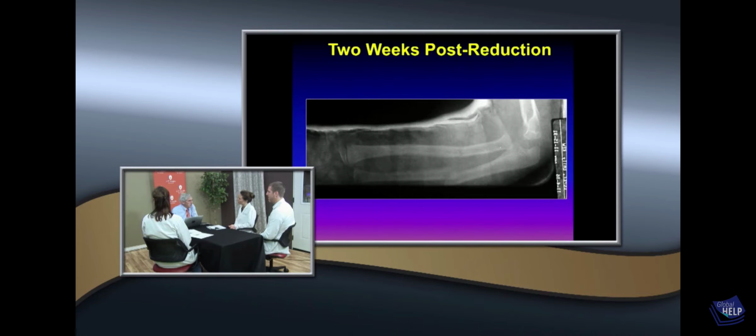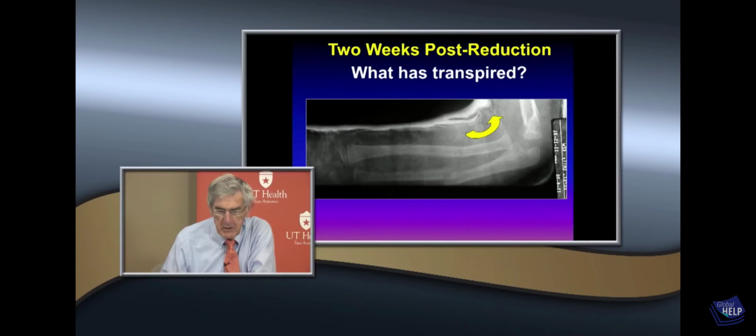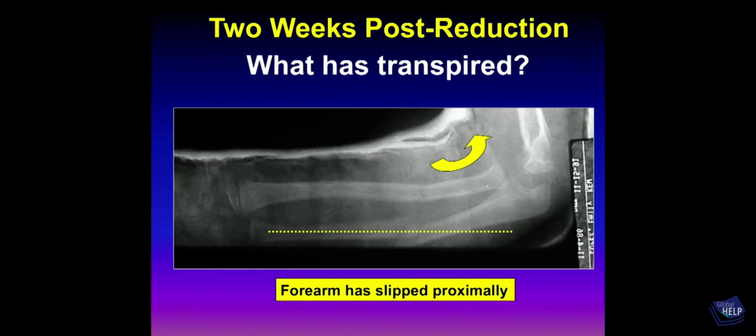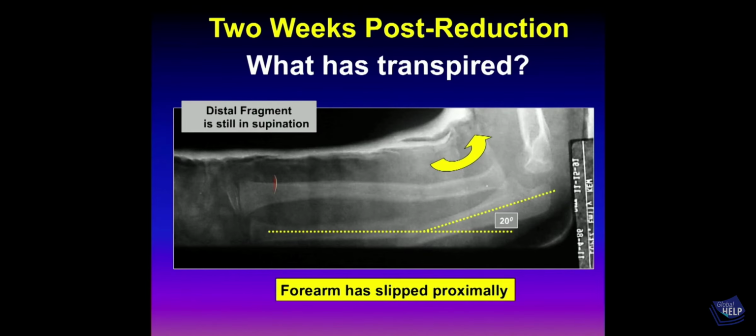You've lost the reduction. What's transpired is that if you put a long arm cast on a child who's a little bit overweight with a short forearm, they have a tendency to sneak up in there, and so it's slipped proximally. Is that 20 degrees? Is that acceptable angulation? No, it's not. This is a younger child, and the distal fragment's still in some supination, and it's slipped up into the cast, causing the angulation.